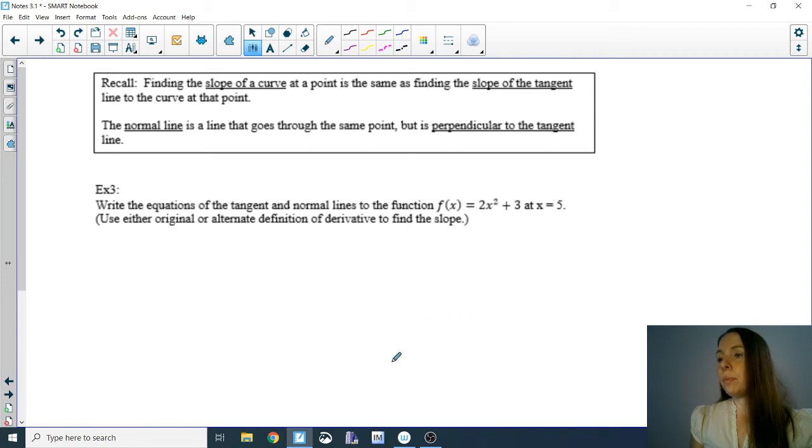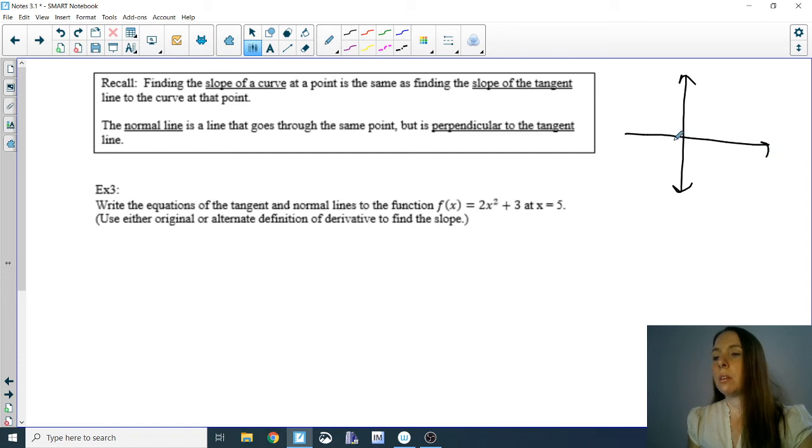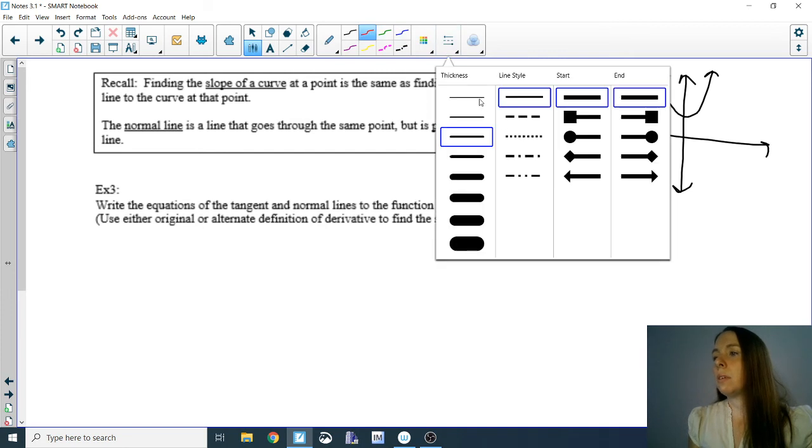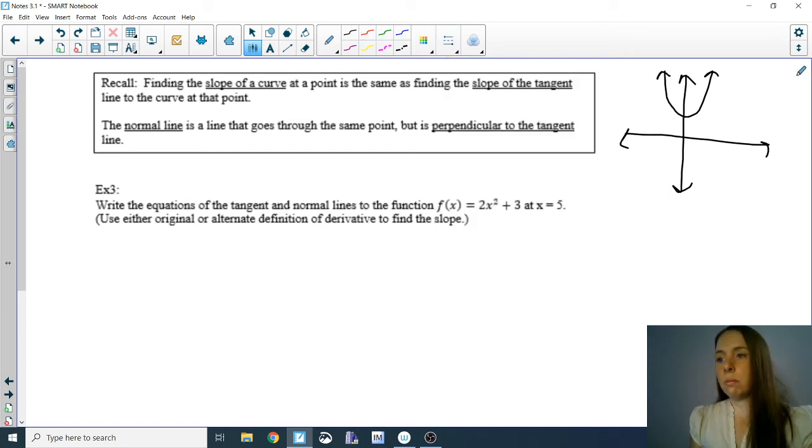So just to give you a little visual, I'll just sketch up here real quick. If you have the function, let's use this one, y equals 2x squared plus 3, that could possibly look something like this. It's a parabola, right? It's opening upward, shifted up by 3 units. And you're looking in particular at the point x equals 5, which I'm just going to say, let's pretend that's about right here.